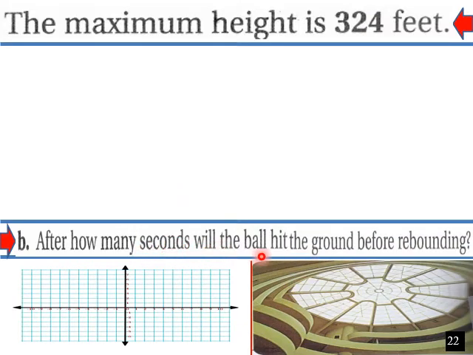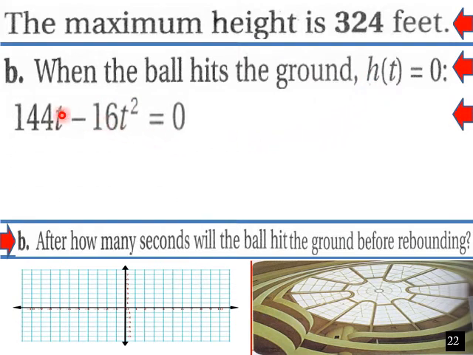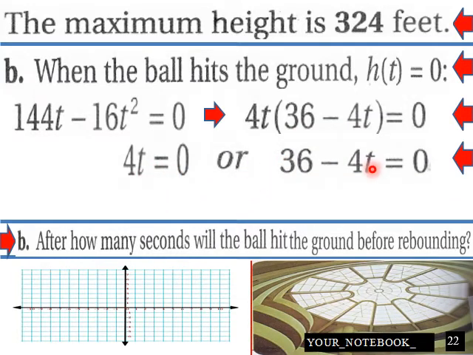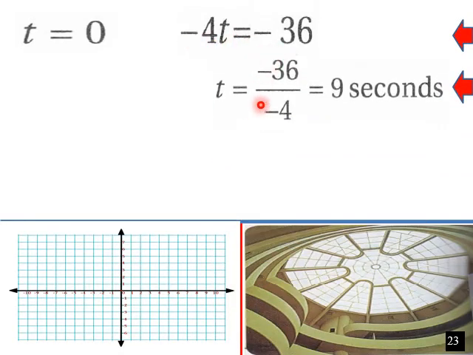After how many seconds will the ball hit the ground before rebounding? When the ball hits the ground, h of t equals 0. So 144t minus 16t squared equals 0. Now we factor out a 4t: 4t equals 0, or 36 minus 4t equals 0. So t equals 0, or negative 4t equals negative 36, so t equals 9 seconds.